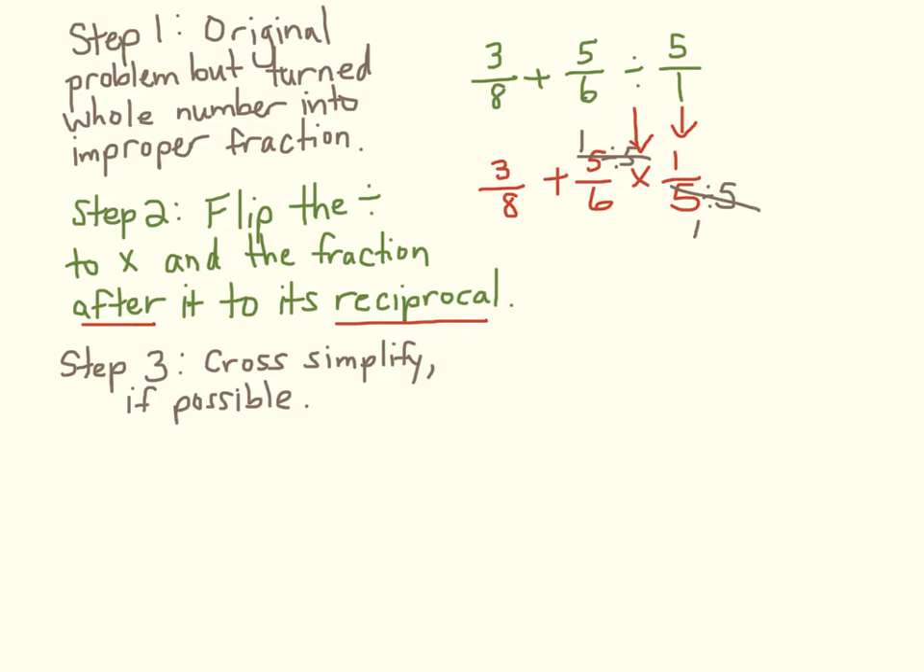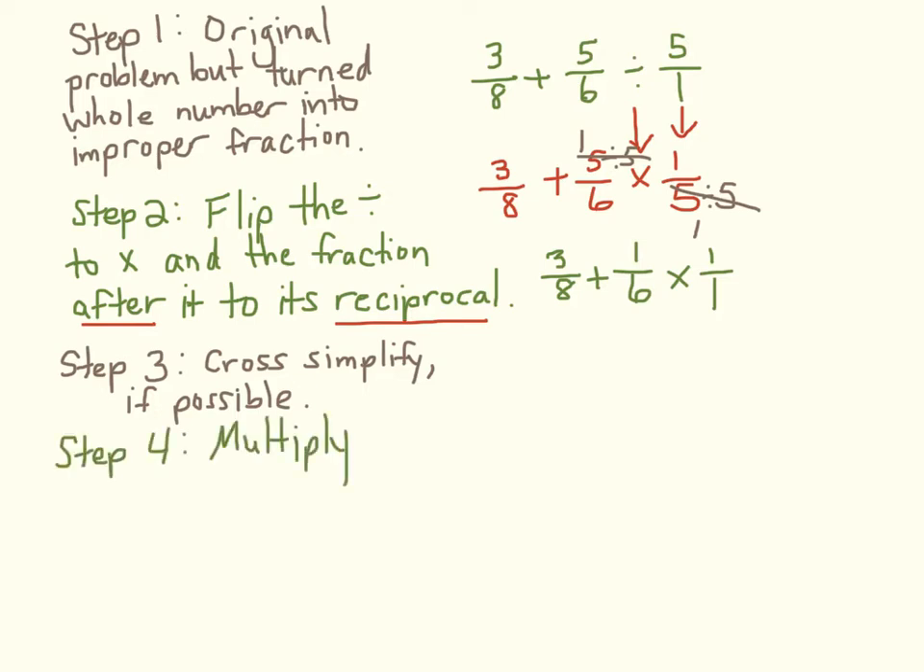And we're going to go ahead and just rewrite what that new fraction problem, or that new order of operations problem, is going to look like. So this is staying the same, and that next fraction is now 1 over 6 times, because we flipped that division sign to multiplication, 1 over 1 because we divided out that 5.